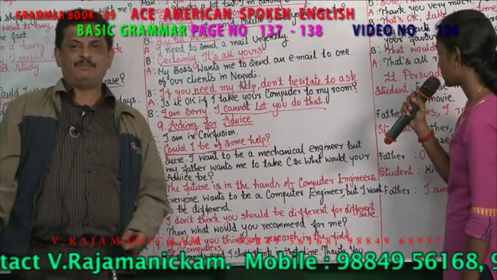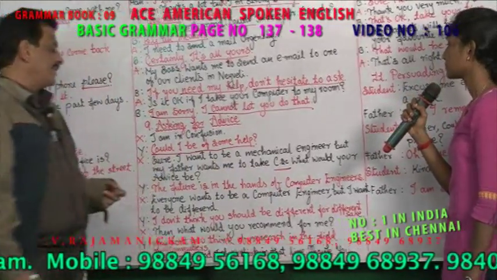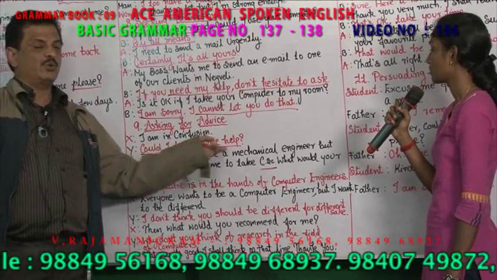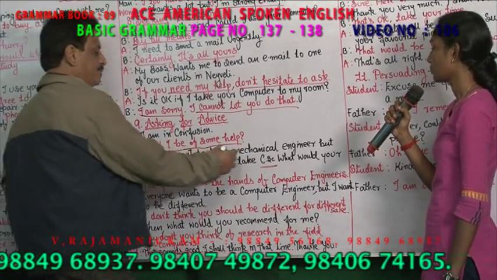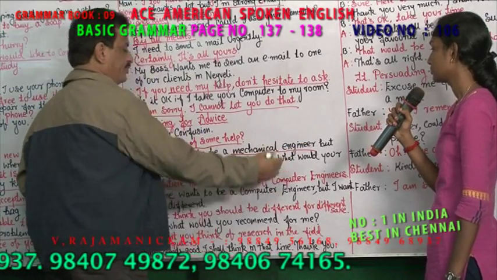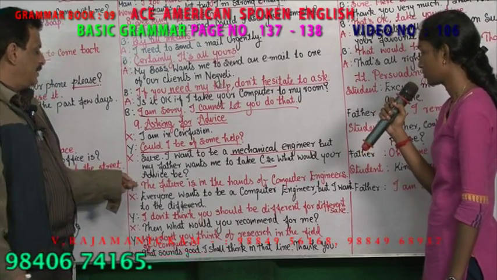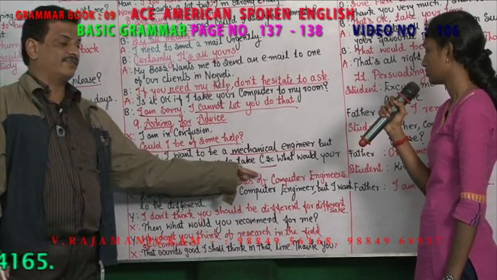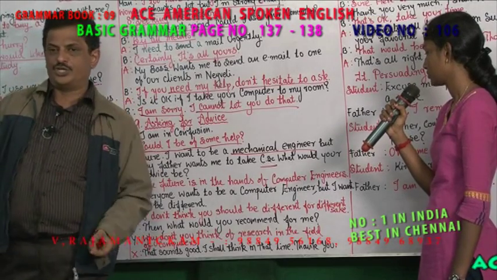CSE means computer science. What would be your advice? So X is confused: she wants to be a mechanical engineer, but her father wants her to take computer science. This is the reason for the confusion. What would your advice be? And Y says, the future is in the hands of computer engineers. So obviously Y suggests that computer engineering is good.